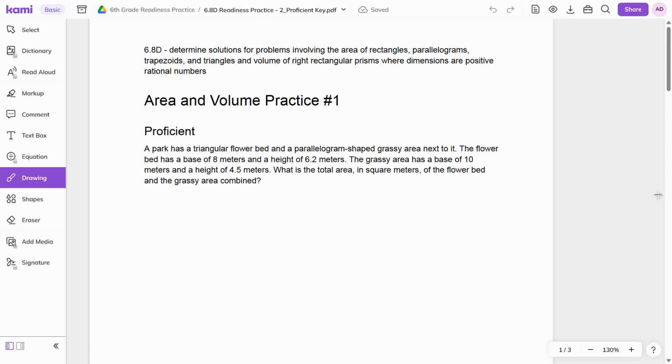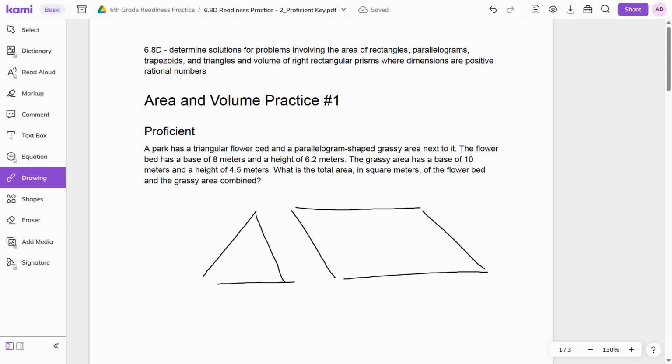So we have a park with a triangular flower bed and a parallelogram shaped grassy area next to it. So let's just draw a triangle and let's just draw a parallelogram. Might not be drawn to scale. So the flower bed has got a base of 8 meters and a height of 6.2. I didn't draw a right triangle. It didn't tell me what type it was.